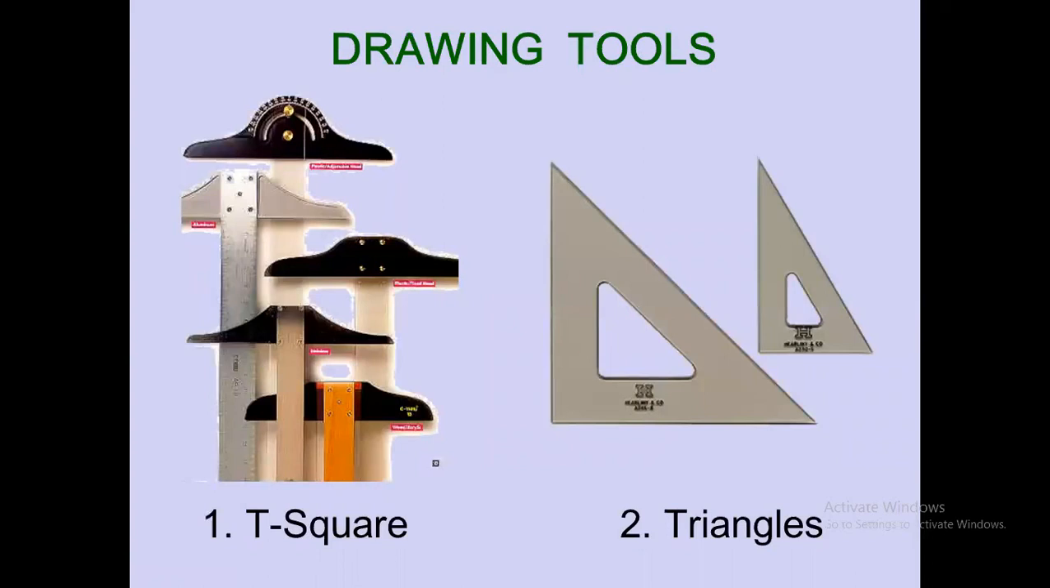The next important tools are the T square and triangles. So these are the T squares and triangles. These are also used to draw lines at different angles, either straight, horizontal, or at different angles.